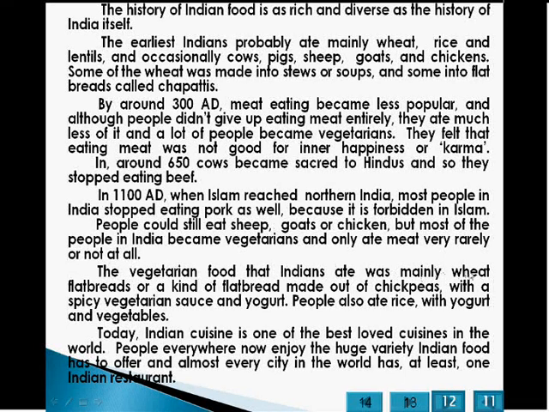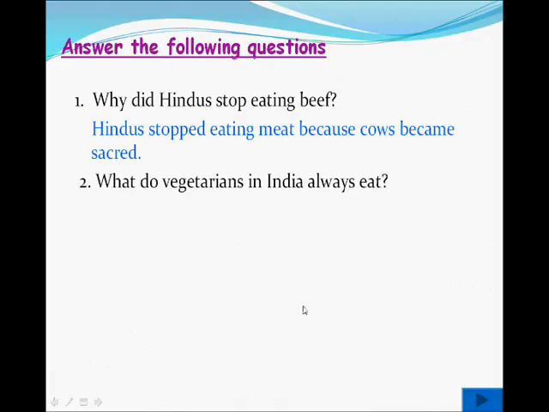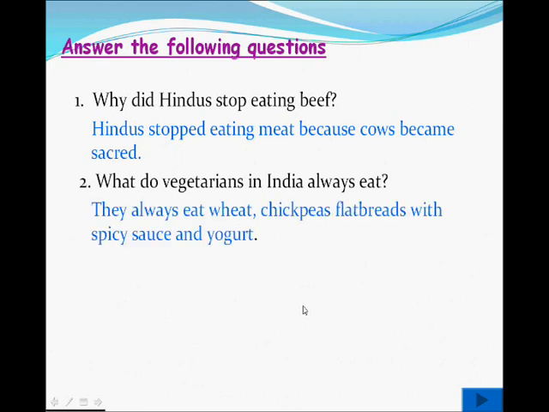So of course it was mainly wheat flatbreads, a kind of flatbread made out of chickpeas, with a spicy vegetarian sauce and yogurt, and also they ate some rice with yogurt and vegetables. Let's look at the answer. They always eat wheat, chickpeas, flatbreads with spicy sauce and yogurt. Very good.